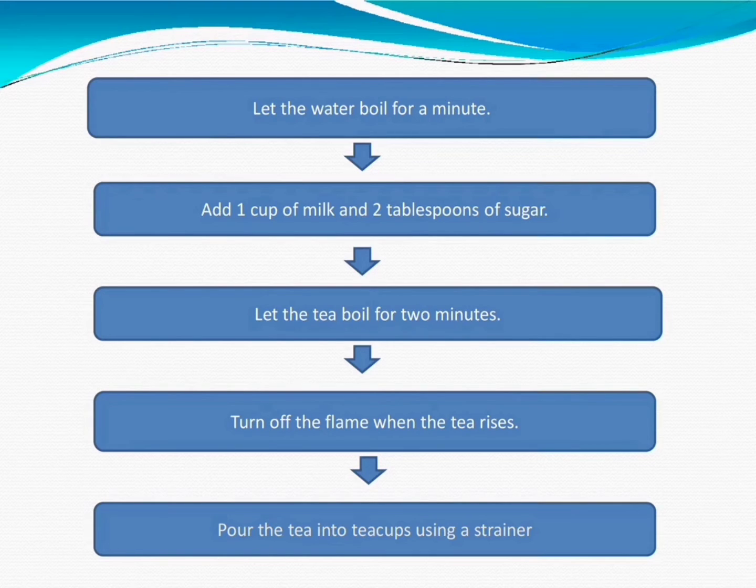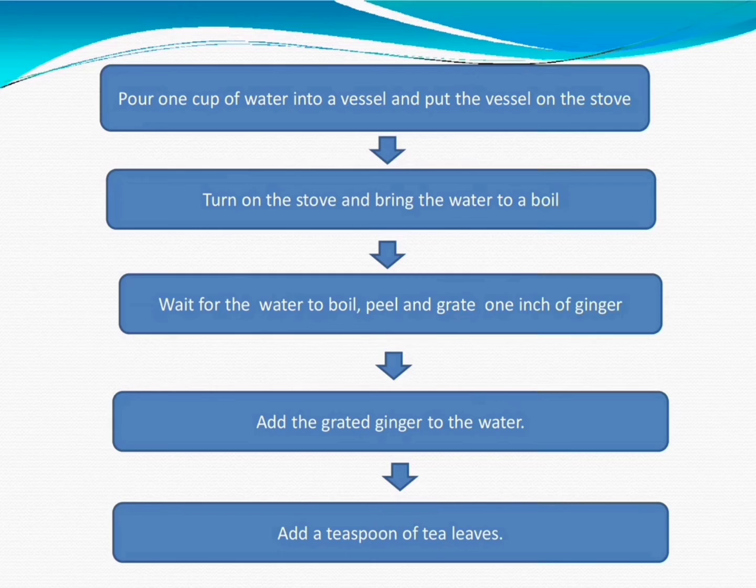Procedural writing refers to writing a series of precise, sequenced steps that explain to the readers how to do something. For example, a science experiment. Below is the graphic organizer used to write a procedure on how to make 2 cups of tea. Okay, purpose: to make 2 cups of tea. Materials required: milk, water, tea leaves, sugar, ginger, vessel, strainer, stove and teacups.